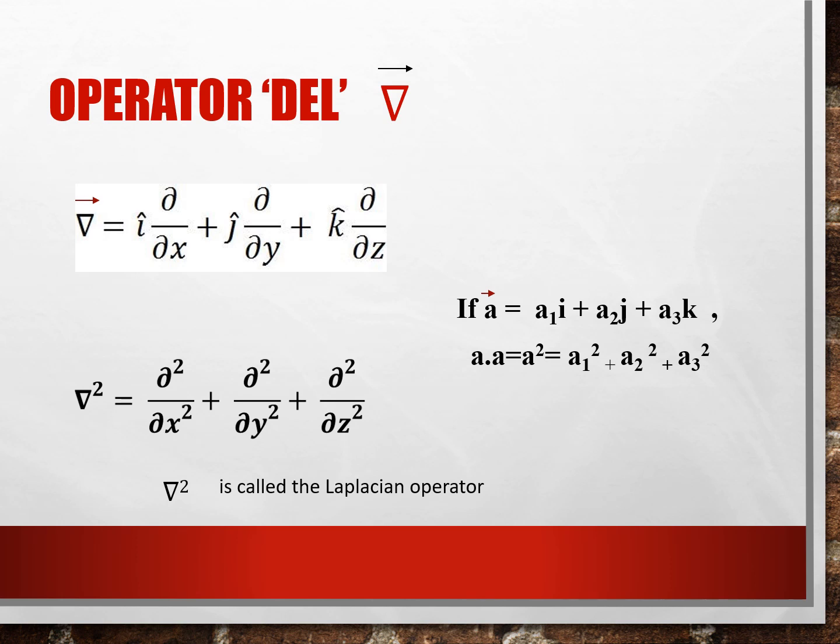Now, if you take the dot product of del, that is del dot del, you will get del square, and it is defined as ∂²/∂x² plus ∂²/∂y² plus ∂²/∂z². This new operator del square is called the Laplacian operator and it is a scalar operator unlike the operator del. You will study about this operator del more in your maths classes.